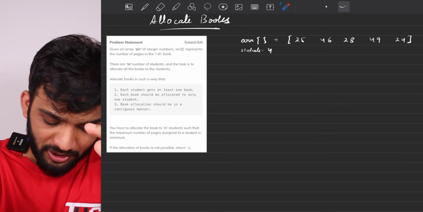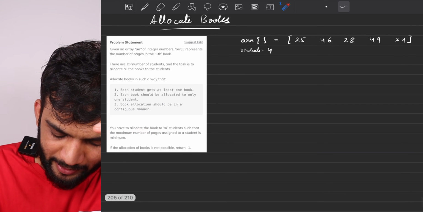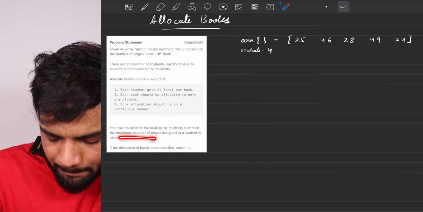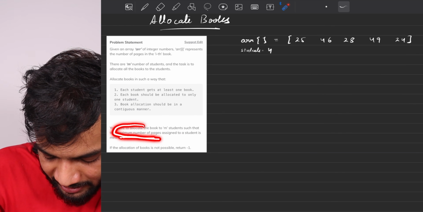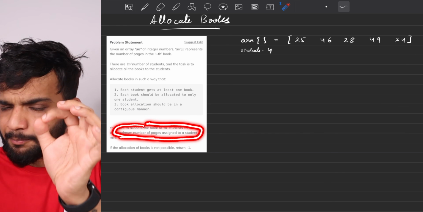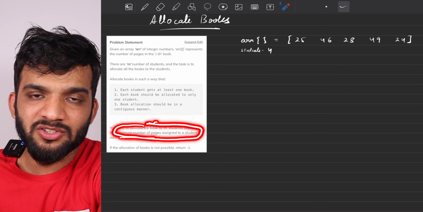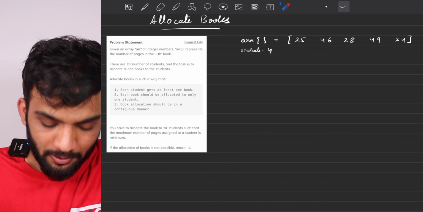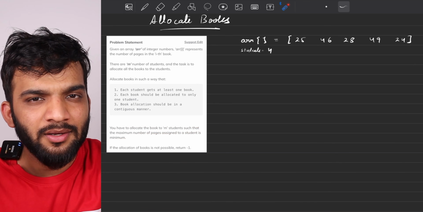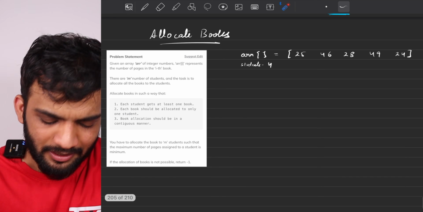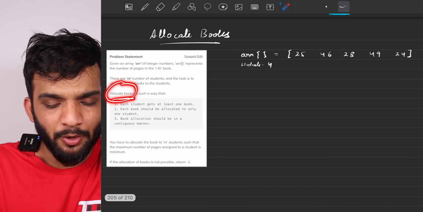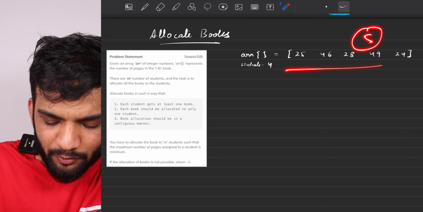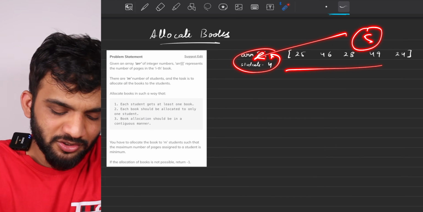So according to the question, you have to allocate the books to n students such that the maximum number of pages assigned to any particular student, very important, right? The maximum number of pages assigned to any particular student is the minimum possible. Otherwise, you have to return -1. So what does that mean? Let me explain to you. So let's try to allocate books. There are 5 books I have to allocate somehow to 4 students.